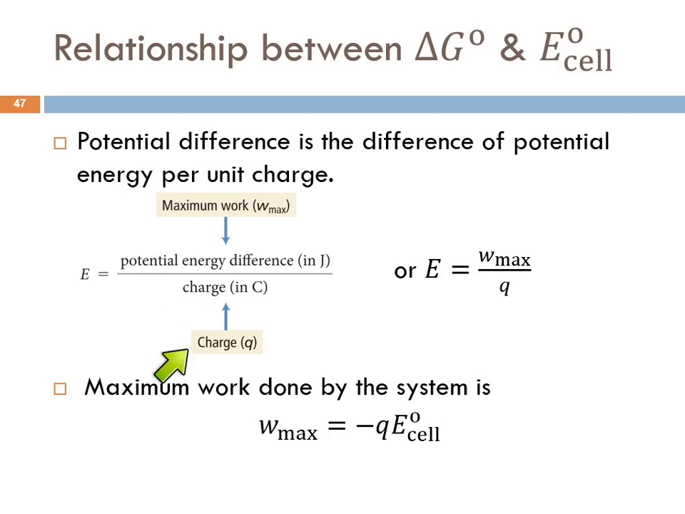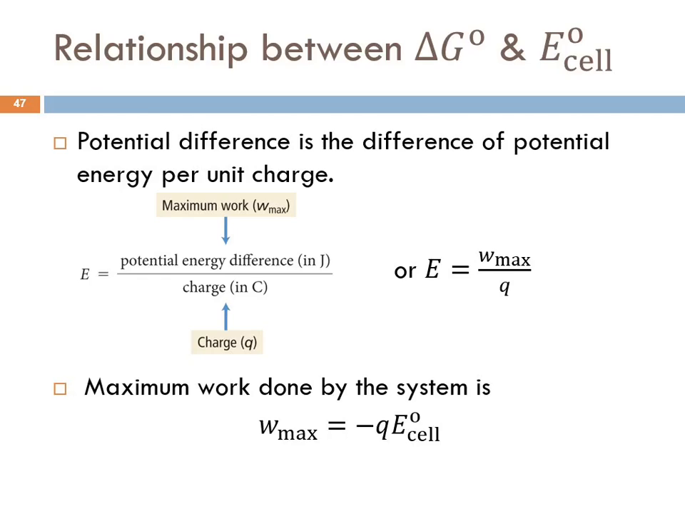And charge is Q, charge. So we could take this and substitute in maximum work and Q, and we can get this equation here. So we could take that and rearrange it, solving for W max. So the maximum work done by the system is negative Q times the cell potential.